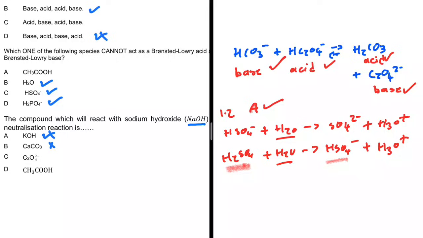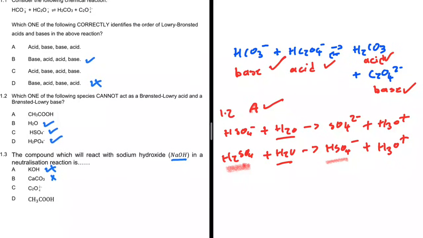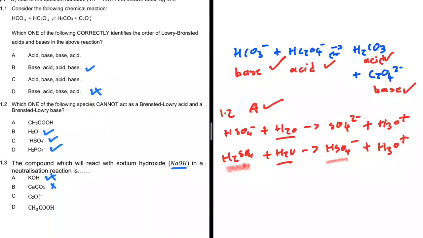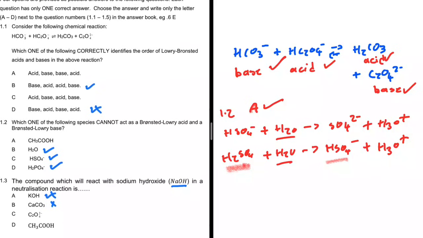And then C2O4 to the 2 minus. This is not a very usual compound, well, ion in this case, that we come across. So maybe this one can be a bit confusing. But if we just take a look at question 1.1, because we're not sure whether C2O4 to the 2 minus is an acid or base, right? Let's say it's not easy to see, but we can actually use 1.1 and see that C2O4 to the 2 minus is a base, as you can clearly see here. When we were identifying our conjugate acid base pair, we say that C2O4 to the 2 minus is a base. So this cannot be a neutralization reaction between a base and a base.